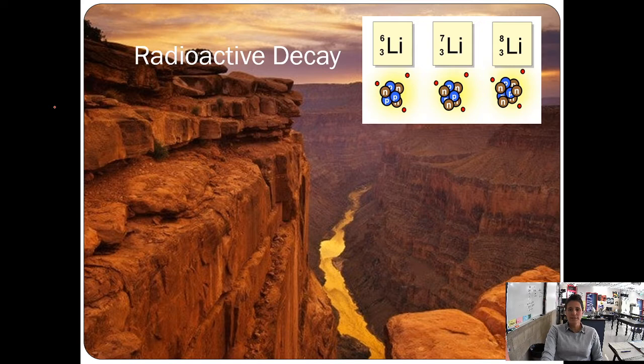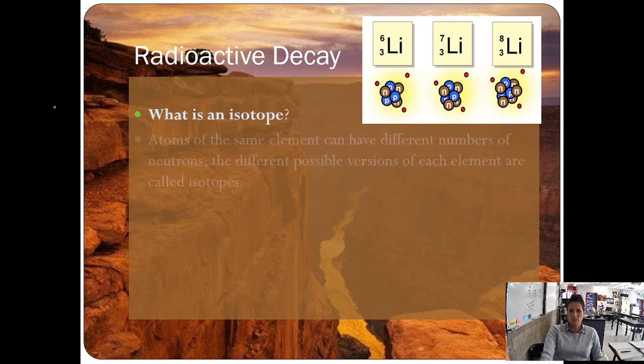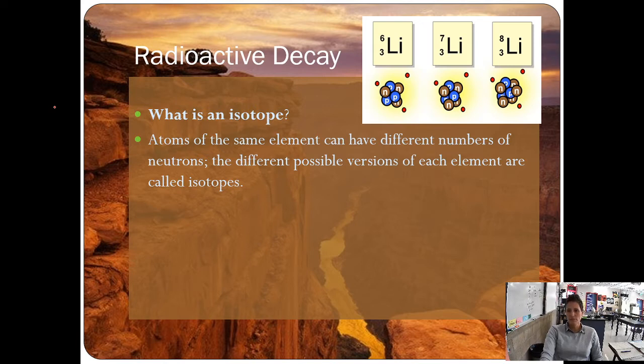All right, radioactive decay. This is the stuff that gets kind of crazy, so just try to understand a little bit about this. We have isotopes. Atoms of the same element can have different numbers of neutrons, and the different possible versions of each element are called isotopes. If you look at the lithium up there, 6 and 3, 7 and 3, 8 and 3, they change, and so those are isotopes.